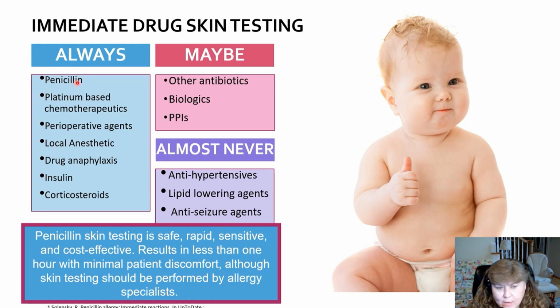So drugs that you can test, for example, are things like penicillin, the perioperative agents, local anesthetics. We can test insulin. We can test corticosteroids. Sometimes we can do biologics, but almost never are we able to test things like antihypertensives or the lipid-lowering agents or seizure medications. The one that's sort of the standard and true is penicillin. And what we can do is do this test very rapidly in about an hour or two. It's very cost effective and causes minimal discomfort to the patients.